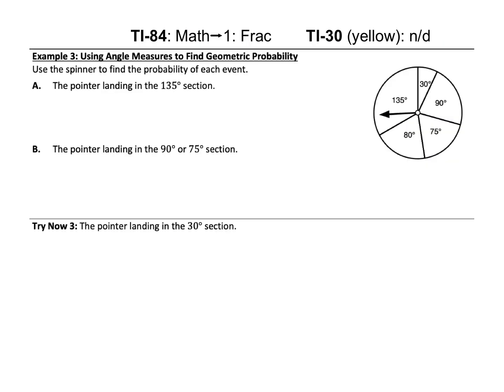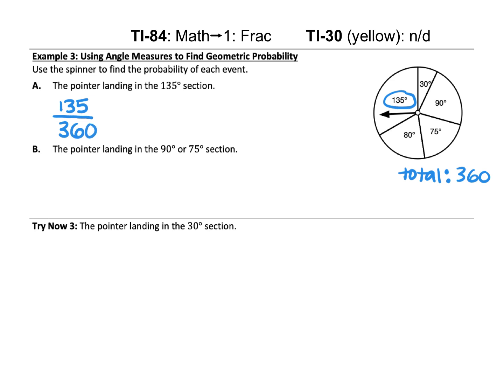Now we're ready to move on to the next model. We did some segment length models for example 1 and example 2. Now in example 3, we're going to use some angle measures to find geometric probability. We have a spinner here that's a circle, and we're going to use that spinner to answer these questions. What's the probability that the spinner lands in the 135 degree section? That is right here. The 135 degree section is 135 degrees out of my total sample space. The full circle is 360.